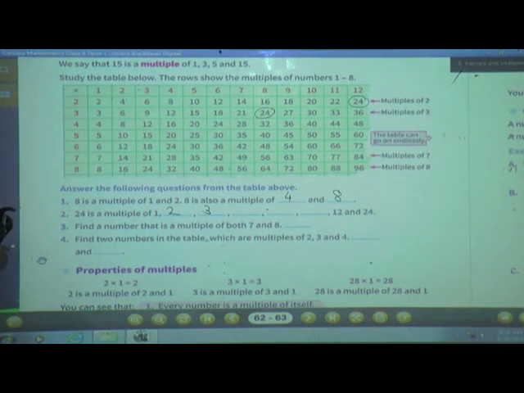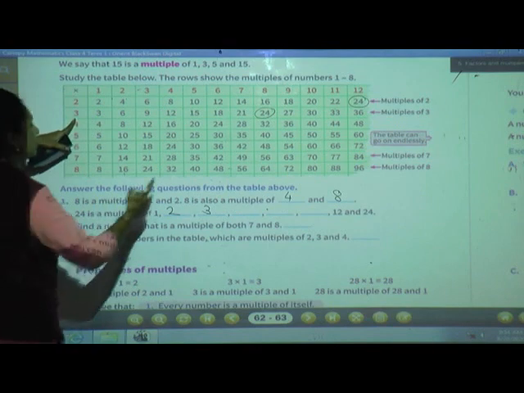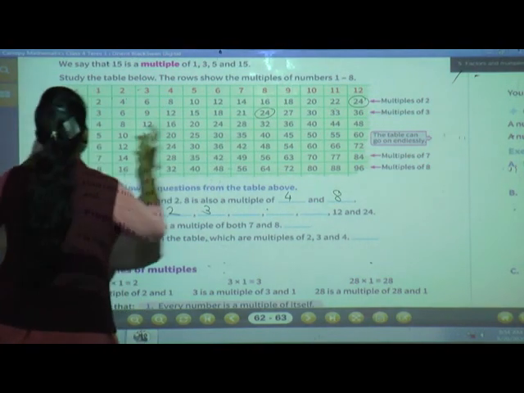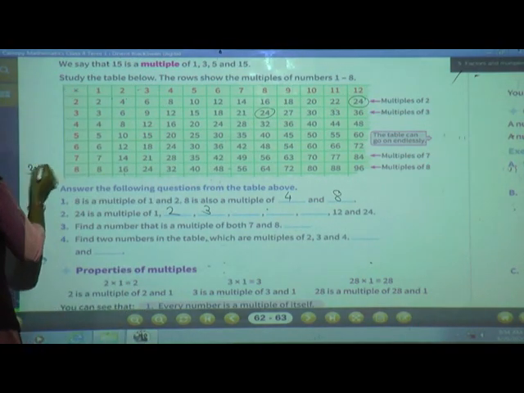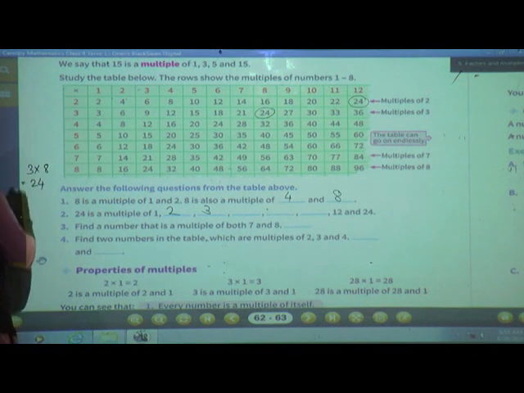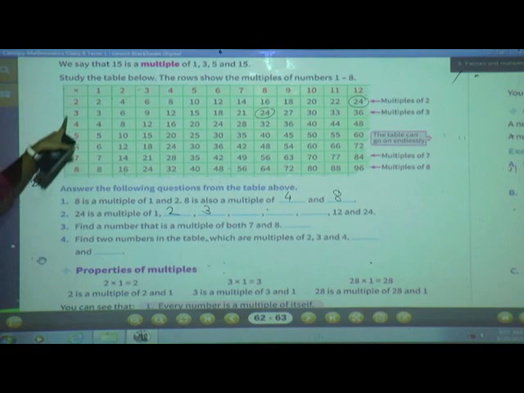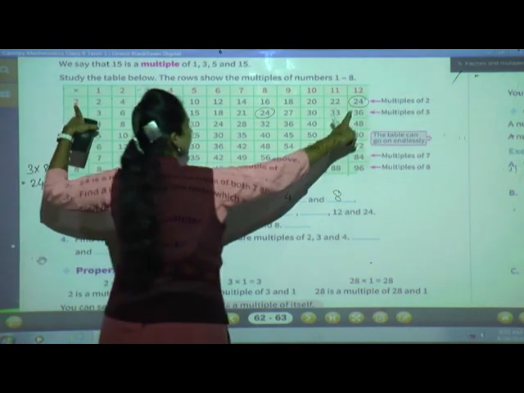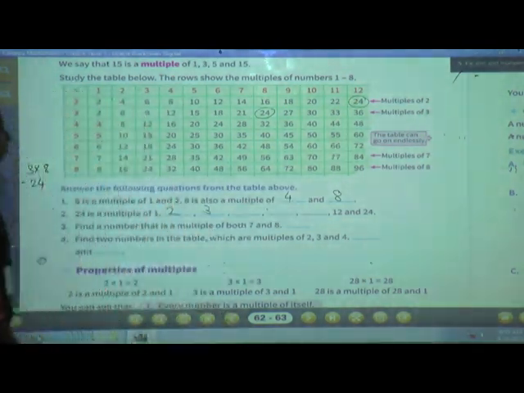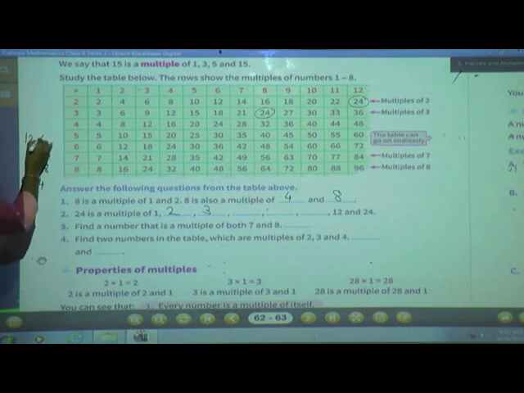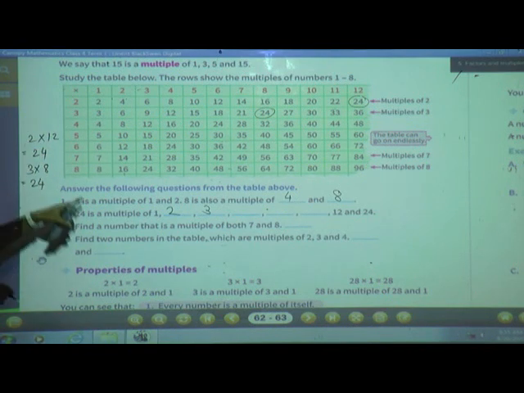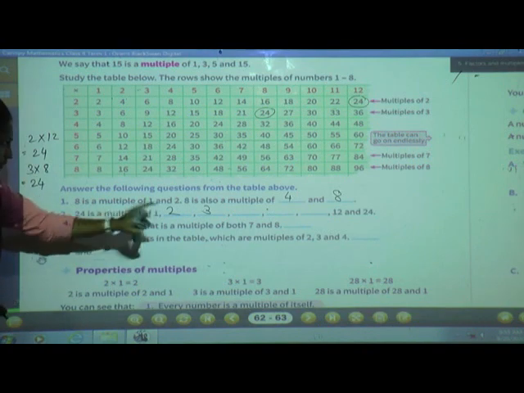Why? Because when you multiply 3 multiplied by 8, what will you get as the product? 24 only. Why am I saying 2 is a multiple of 24? Because in 2 table 24 comes at the place of 12. When you multiply 2 multiplied by 12, what will you get as the answer? 24. That is why 2 is a multiple of 24, 3 is also a multiple of 24.